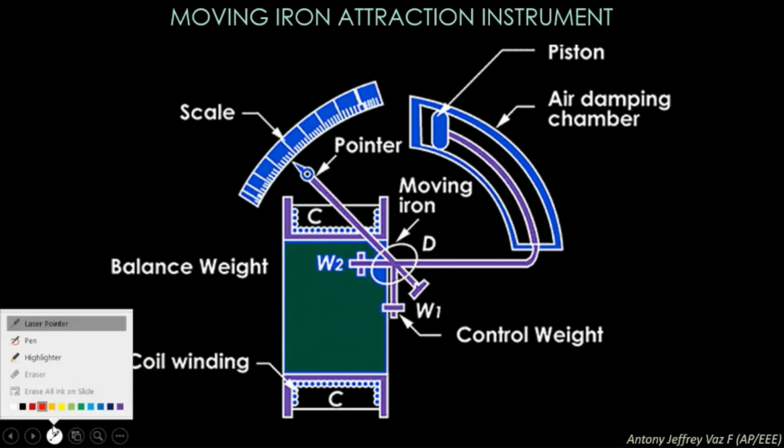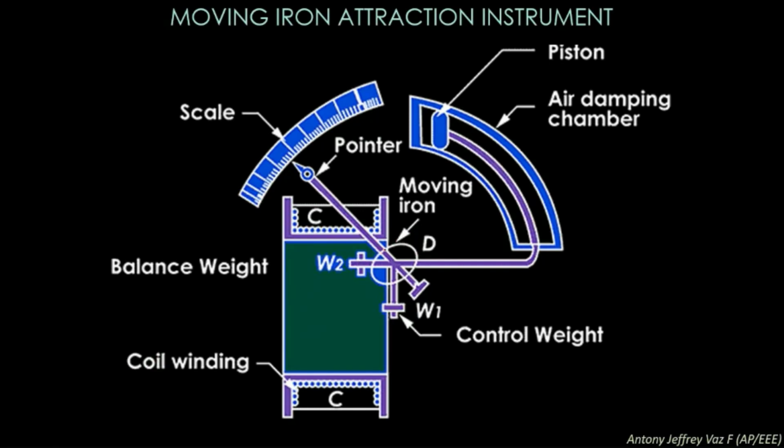Next, the primary element which helps us to measure is the moving iron. You can see a disc over here. This disc is the primary element which is used to move the pointer. This is known as the moving iron, and hence it is known as the moving iron attraction type instrument.